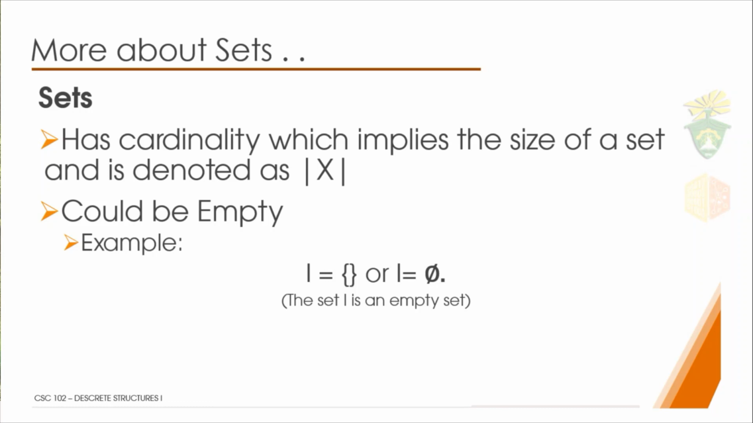Okay, so sets could also be empty, meaning a set with no elements at all. Example, let's assume our set has no elements. Thus, we write it as this one. So for example, we have a set I, and that set I doesn't have any elements at all. So we can represent it as this. So I is equal to an empty set, which is represented as that, a curly brace with no elements inside, or a null value.